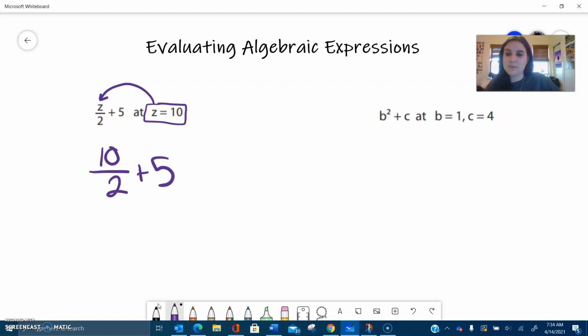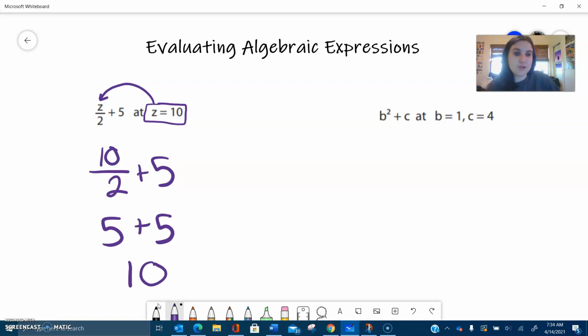And now we simplify. So 10 over 2 simplifies to 5 because 10 divided by 2 is 5. And then we add 5, and 5 plus 5 is 10. So you go step by step, one step at a time.